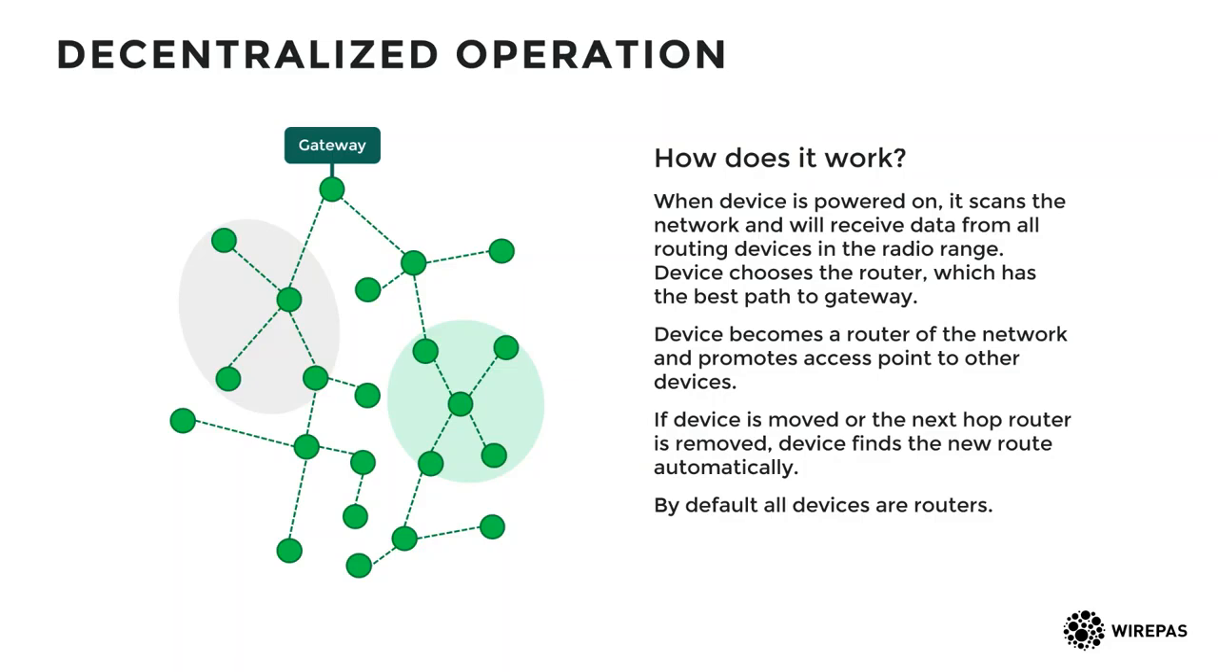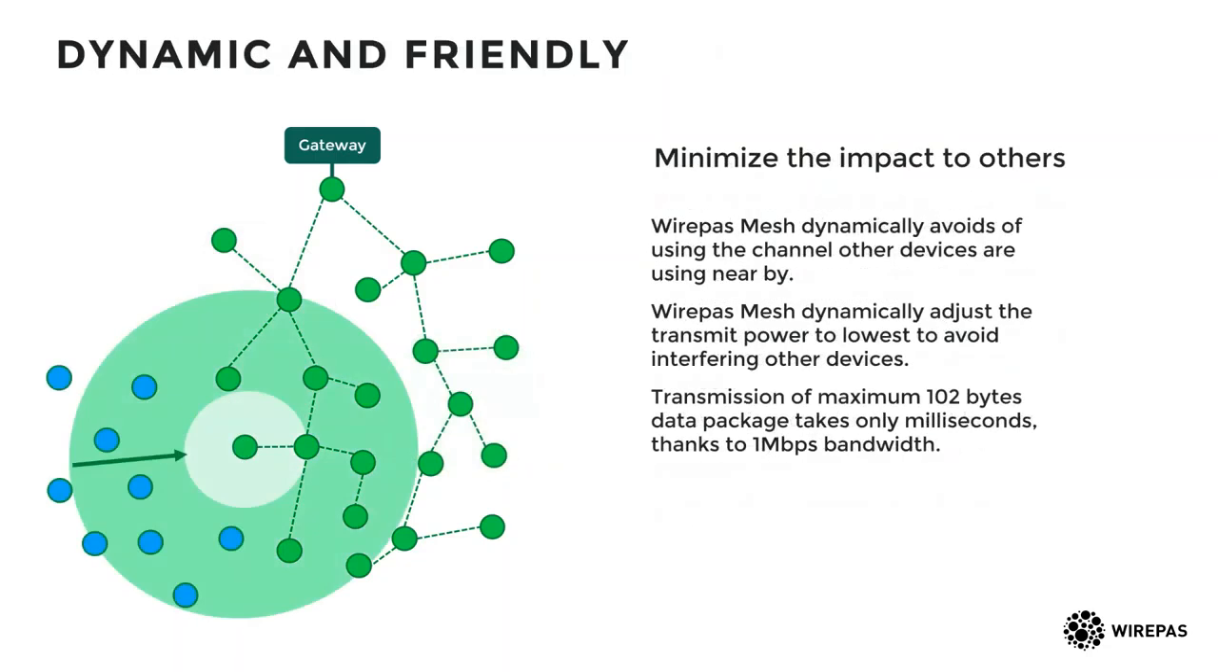And as the device is moved, it automatically finds new routes to that network. And even if other devices in the network are removed, it will find an alternate path through that network. By default, everything that comes from Wirepas is set up to be a router.